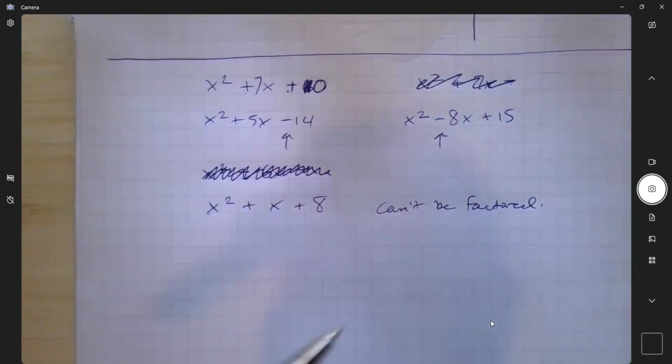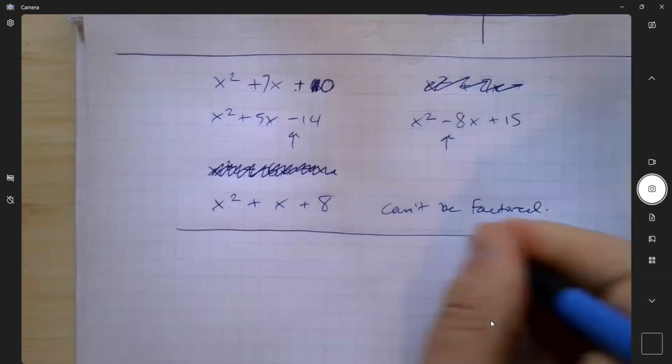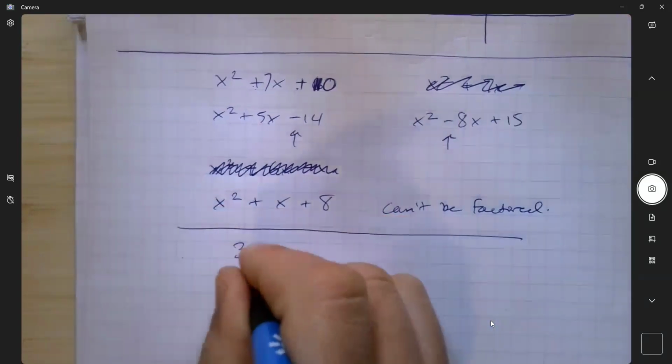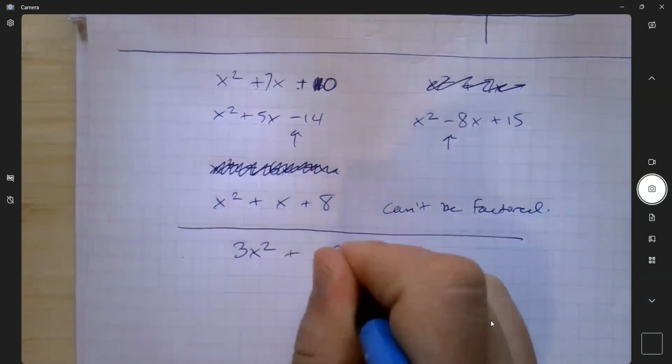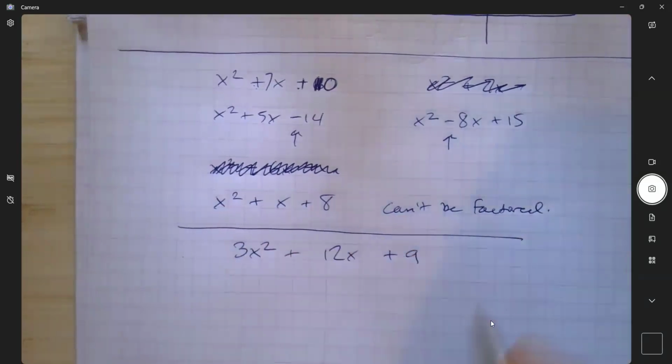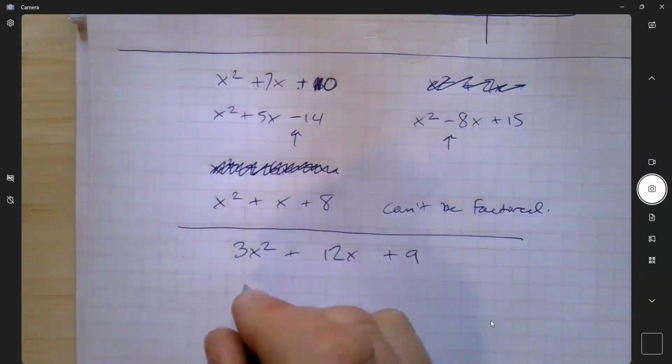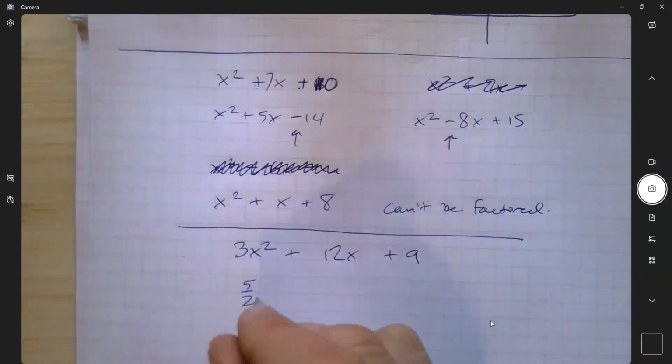In our next video, we're going to look at other types of quadratic equations, things where you may not have a nice simple x squared. It might be something like 3x squared plus 12x plus 9. Or even worse, maybe it's going to be fractions.